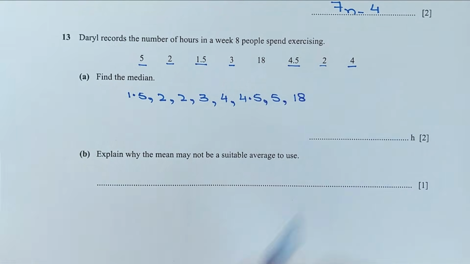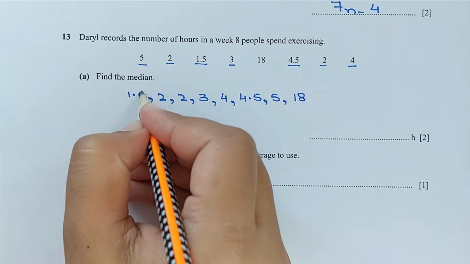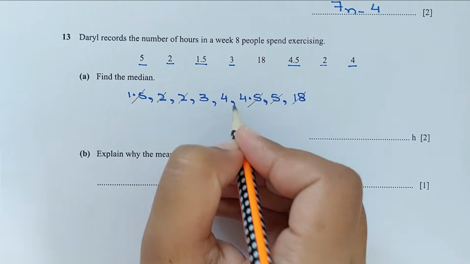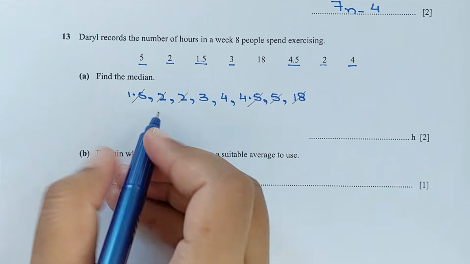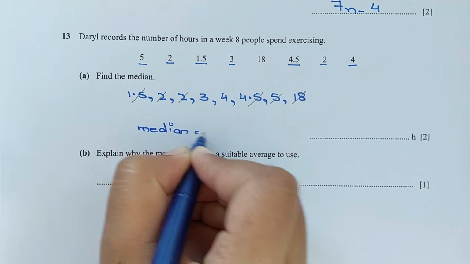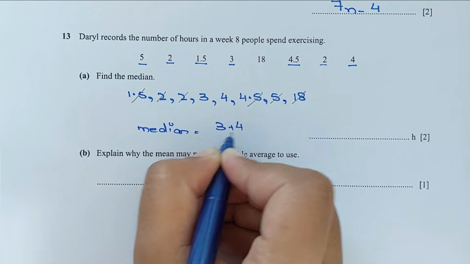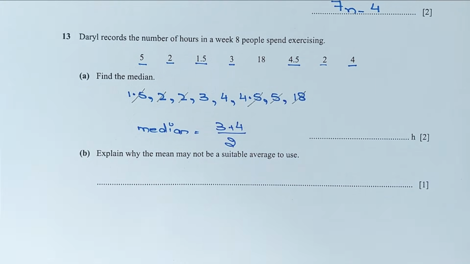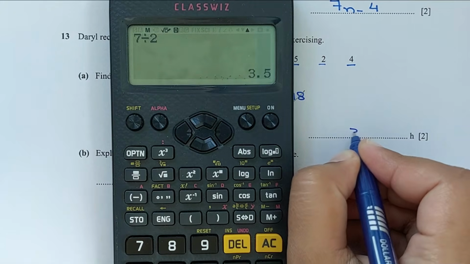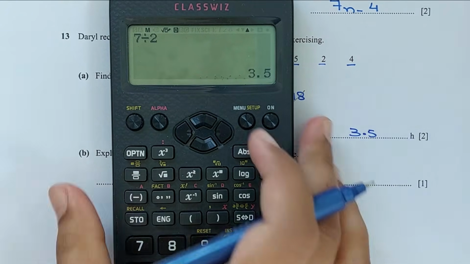Let me pick the middle one. There are 2 middle terms. So we need to find the average for the median. We need to do 3 plus 4 divided by 2. That is 7 by 2, which is 3.5 hours. This is the median.